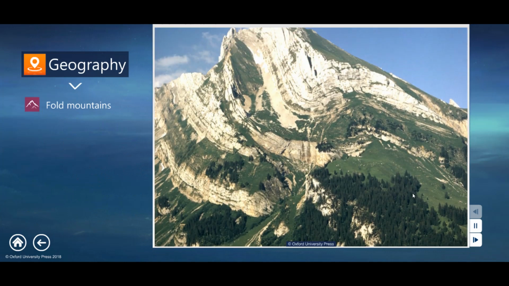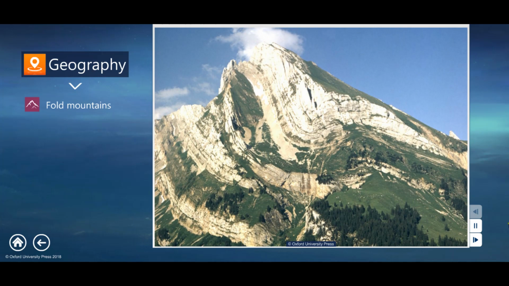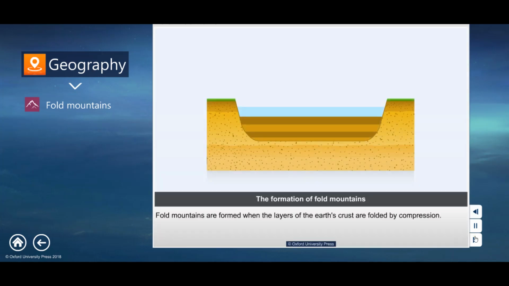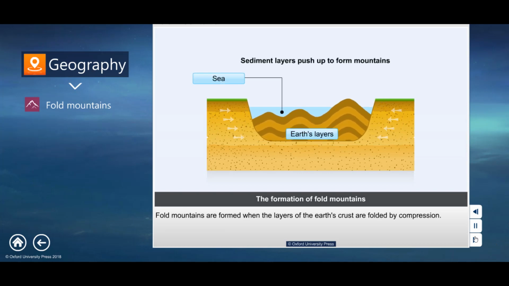Fold mountains. Fold mountains are formed when the layers of the Earth's crust are folded by compression.